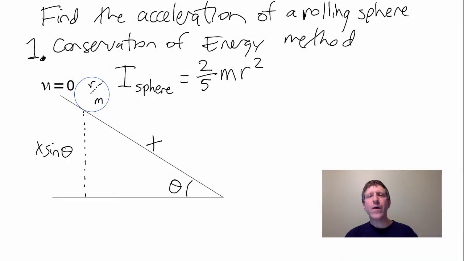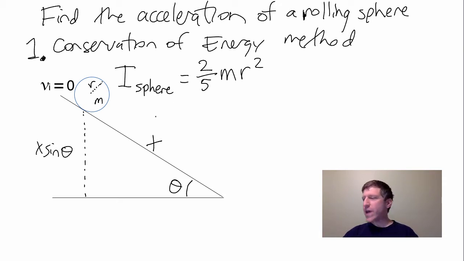What we're going to do now is determine the acceleration of a rolling sphere, and that is rolling without slipping, by three different methods. The first method is the conservation of energy method. Now the moment of inertia of a sphere is 2/5 mr squared, mass is m, radius is r, and this would have to be given to you. Even the AP Physics C kids would have a difficult time deriving that moment of inertia.